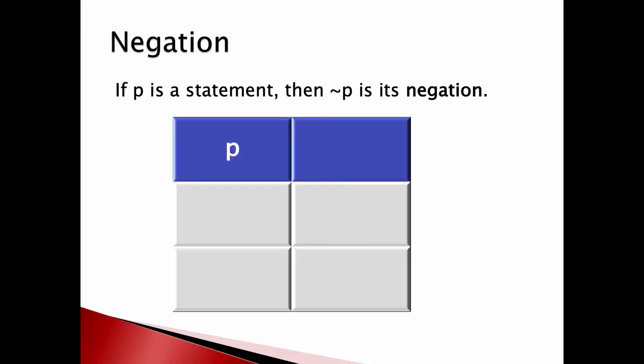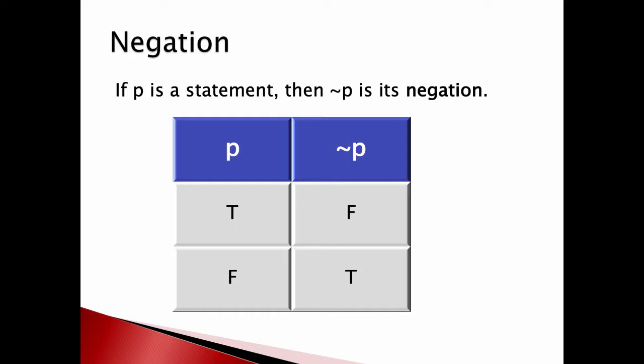So let me show you what I mean. I'm going to make a table here. So P has two possibilities. It could be true or it could be false. And we'll list the possibilities out there. Well, what about not P? It has two possibilities too, and they're the opposite of the possibilities for P. In other words, when P is true, not P is false. When P is false, not P is true. And we've listed those out in that table.